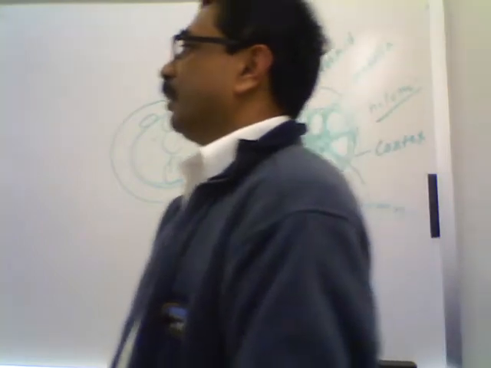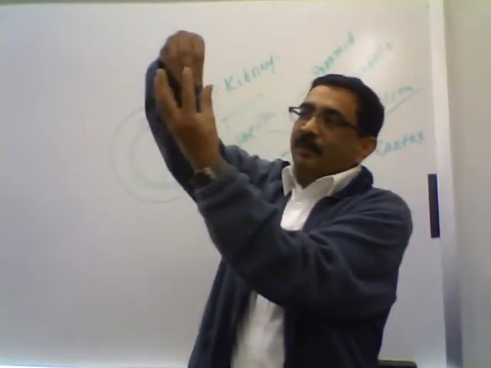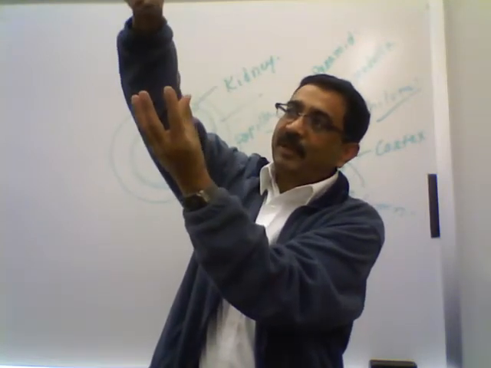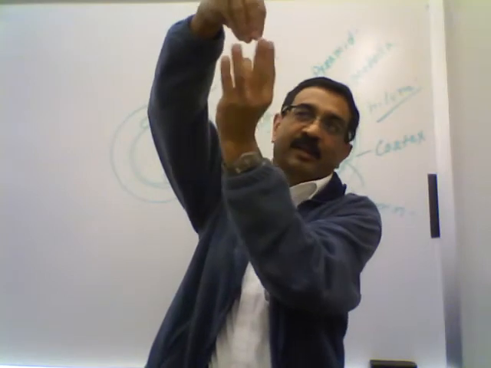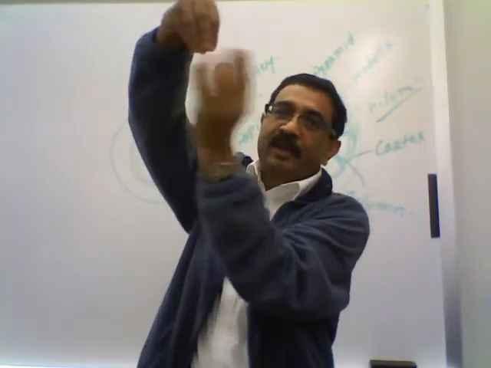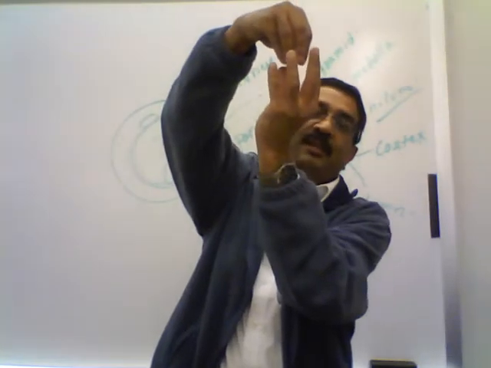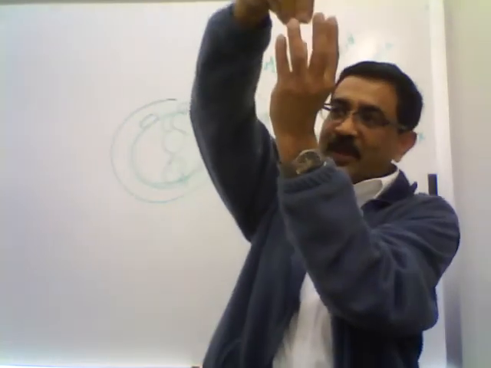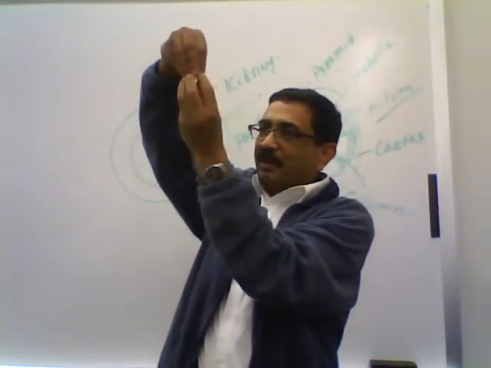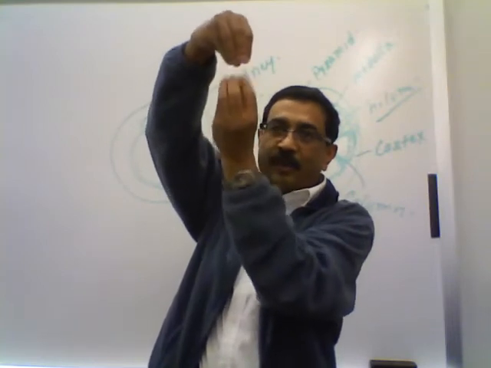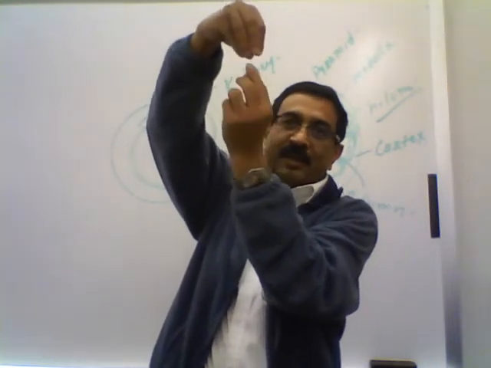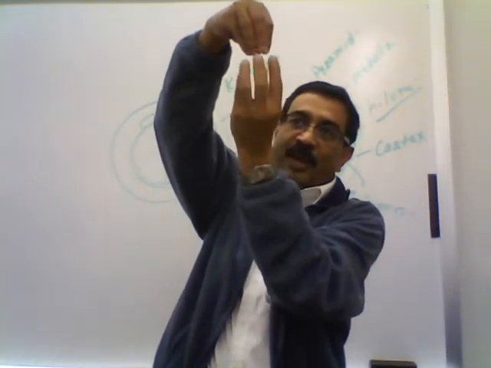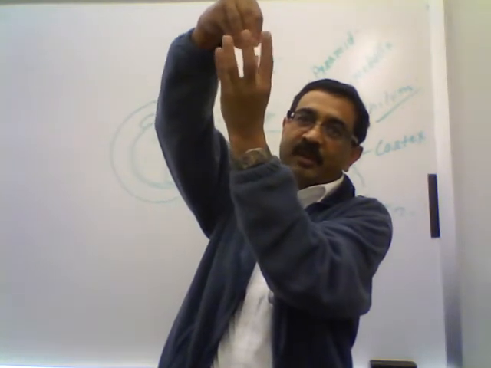Now the papilla is surrounded by a cup-shaped structure. So if this is the papilla of the pyramid, the papilla is surrounded by a cup-shaped or funnel-shaped structure that is called the minor calyx. So this is the minor calyx, and what happens actually, you see, the urine is secreted from the papilla of the pyramid. So urine slowly gets out from the papilla and enters into the minor calyx.